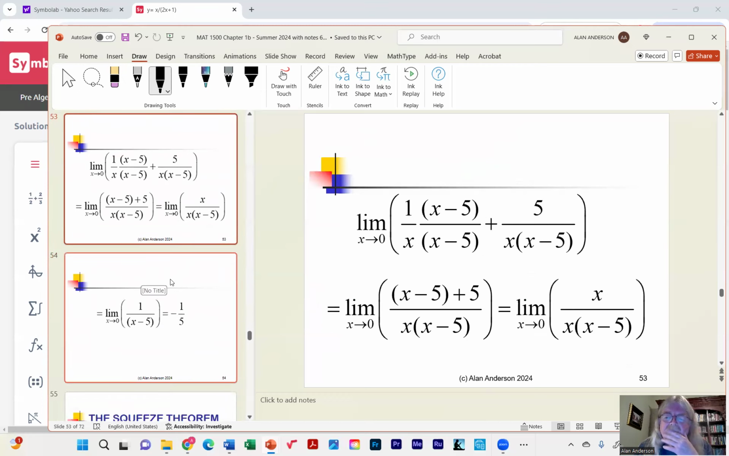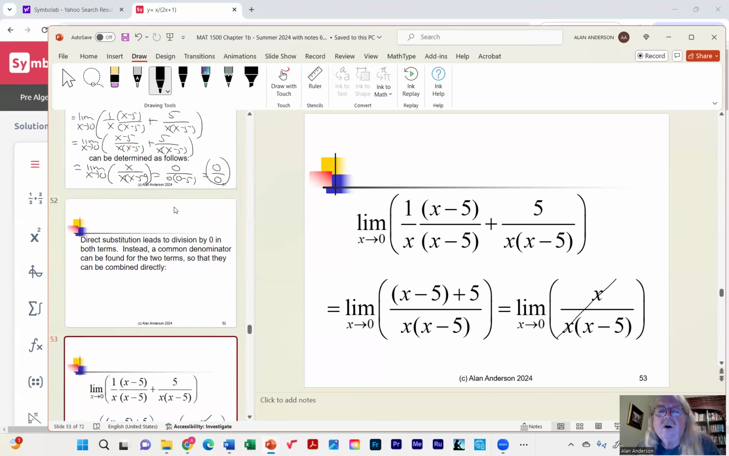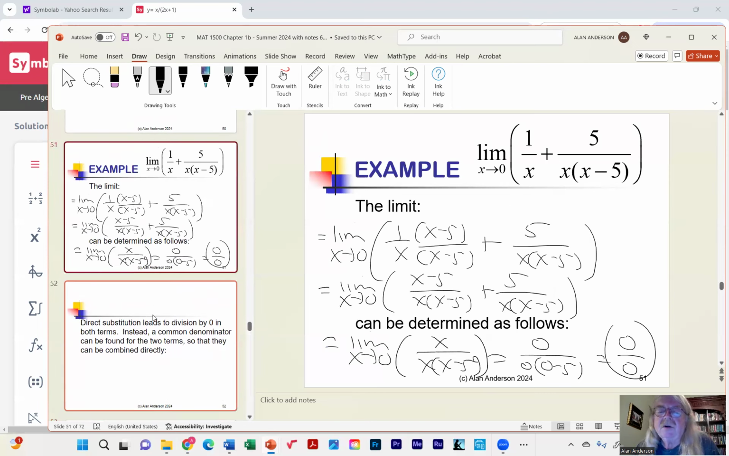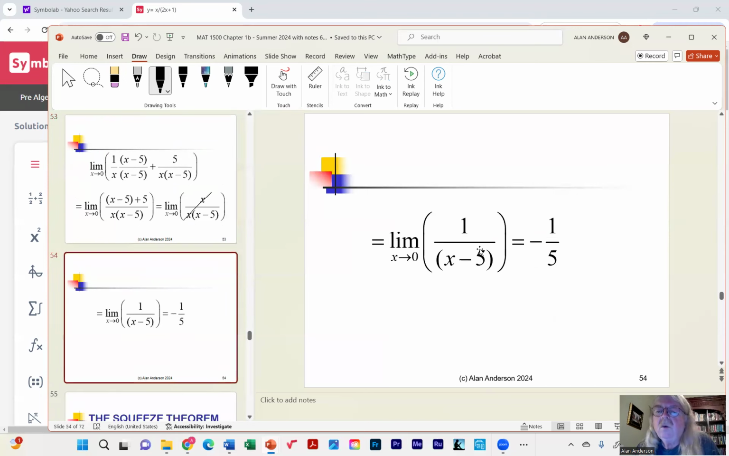But guess what? While direct substitution leads to 0 over 0, these cancel out. So that's why this is what we're trying to accomplish. It's true that even when we get to this point, direct substitution leads us to 0 over 0, but this also meant we could cancel out the two x's. So in other words, the original function would have had a hole at x equals 0. This function here, 1 over x minus 5, does not. Okay. So therefore, we know that they have the same limit when x equals 0, and that limit is negative 1/5.